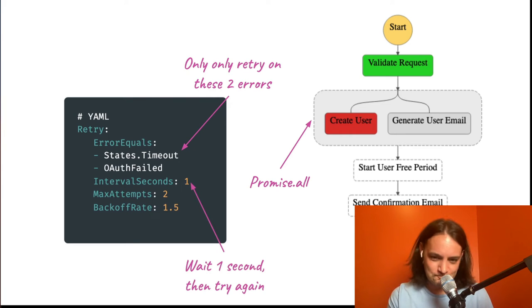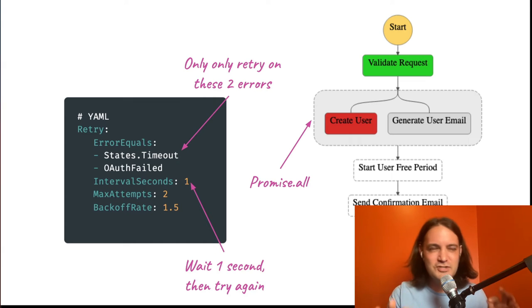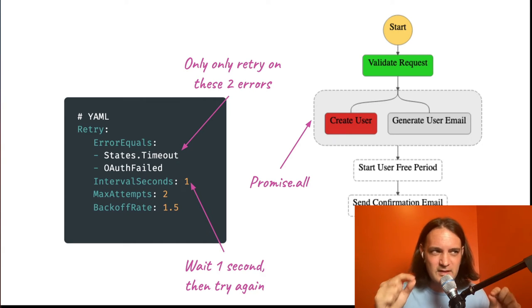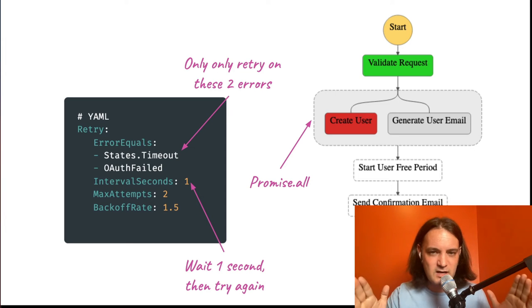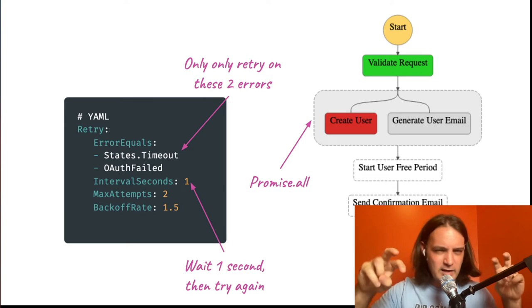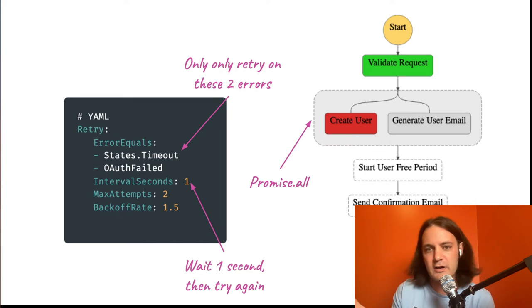So what you do is you wait a second, and there's a little bit of jitter built in. You don't have to code it. It's not perfect, but the step functions don't all run exactly at the same time. So there's a little bit of jitter, but I encourage you to create your own. Jitter just means randomness, so they're not 200 exactly waiting a second, if that makes sense. So IntervalSeconds: how long do you wait after a retry? Cool, I wait a second, and then I try again.